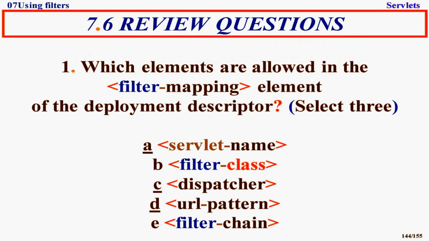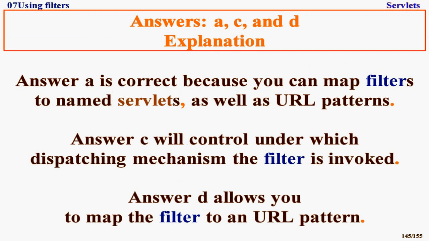7.6 Review questions. 1. Which elements are allowed in the filter mapping element of the deployment descriptor? Select 3. A. Servlet name. B. Filter class. C. Dispatcher. D. URL pattern. E. Filter chain. Answers: A, C, and D.